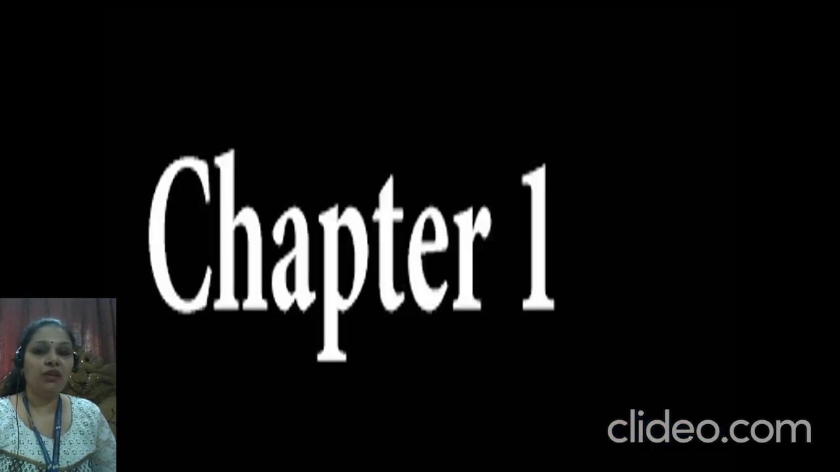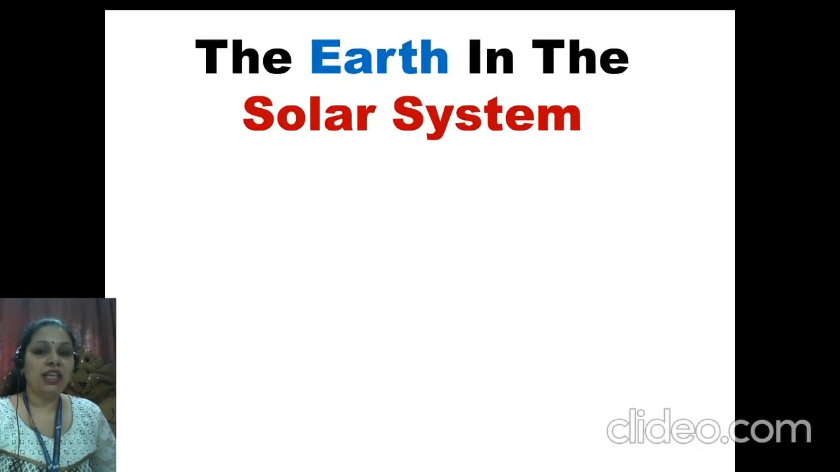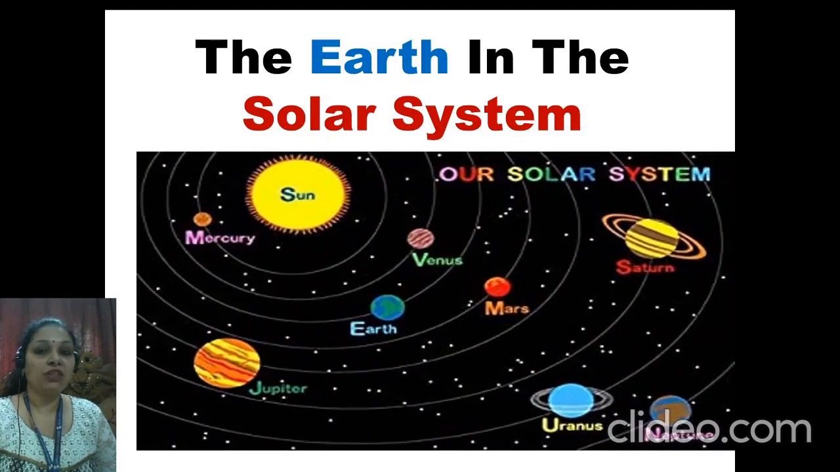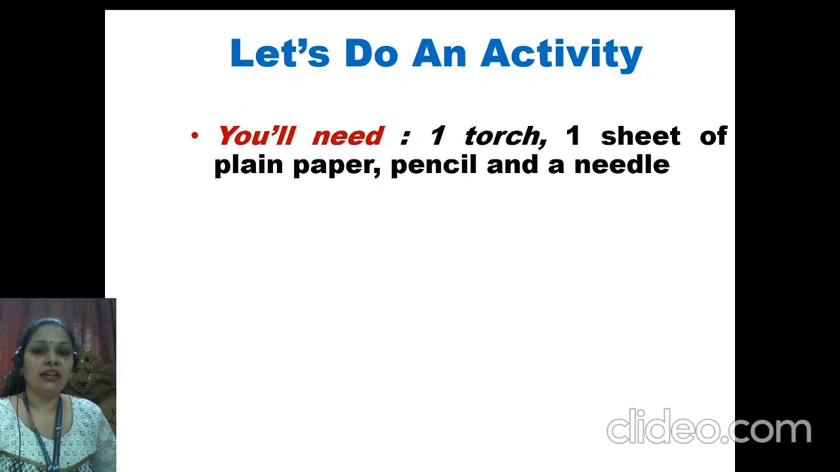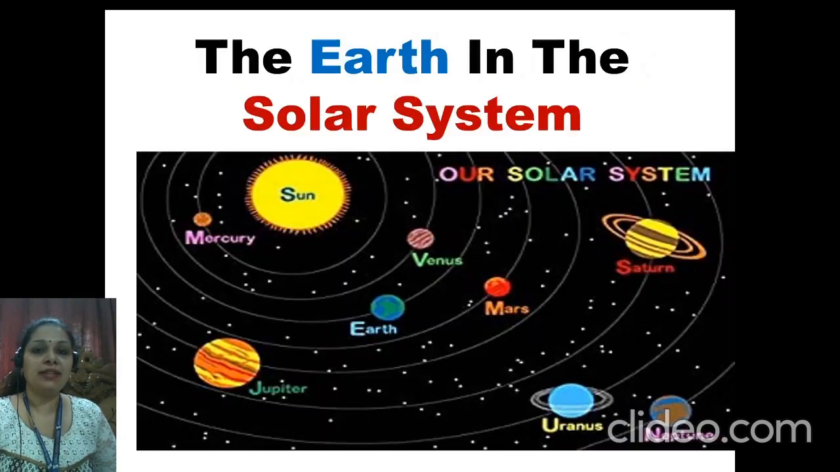In geography we will today start with chapter number 1. And what is the name of the chapter? The name of the chapter is The Earth in the Solar System. So what is the name of chapter number 1 of the geography subject? The Earth in the Solar System. Okay, so now let's start with chapter number 1, The Earth in the Solar System.